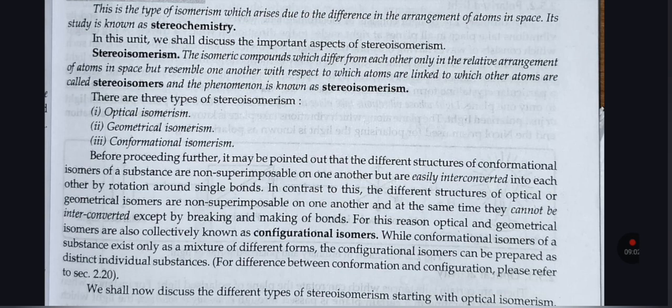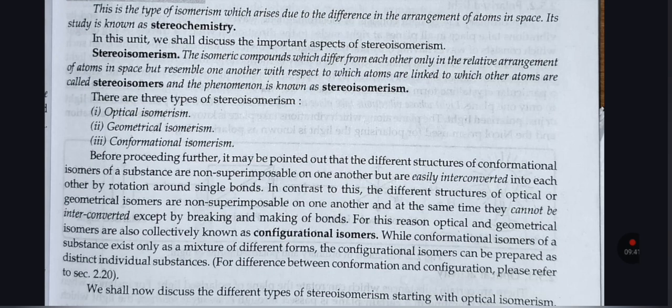Before proceeding further, it may be pointed out that the different structures of conformational isomers of a structure are superimposable on one another but are easily interconverted into one another by rotation around single bonds. In contrast to this, the different structures of optical or geometrical isomers are non-superimposable on one another, and at no time can they be interconverted except by breaking and making of bonds.